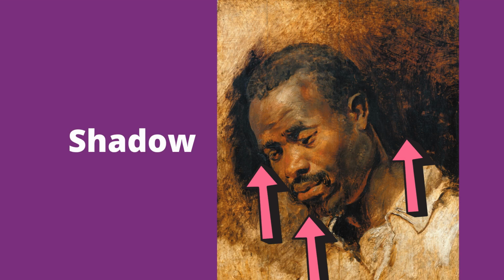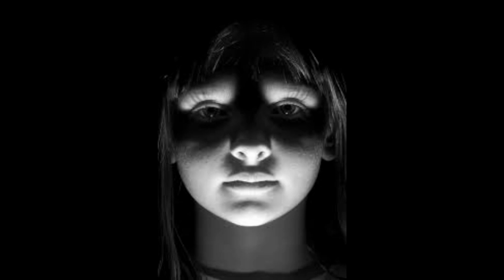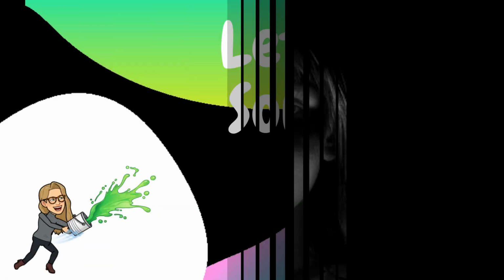Where else is there a shadow? There is a shadow behind the head. Did you notice that the side of the face that is farthest from the light is in shadow? You can use a flashlight in a darkened room to play with creating shadows on your face.